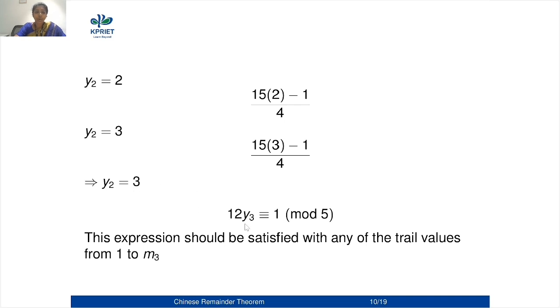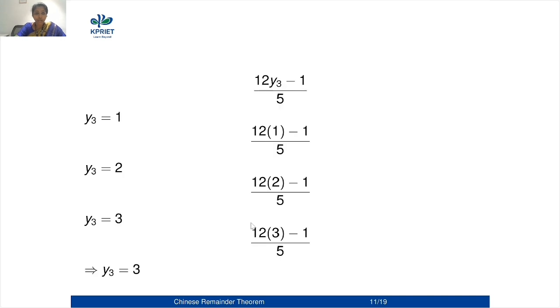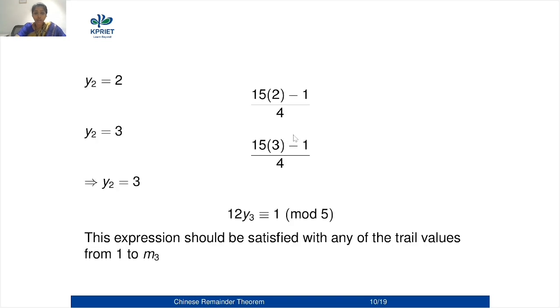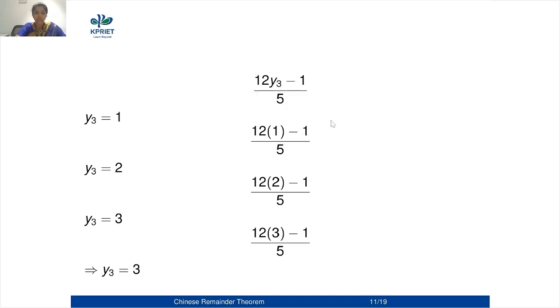Now let us do the same for finding y3. So the expression is m3 into y3 is congruent to 1 modulo 5. Now this expression can be rewritten like the previous one. So it is (12 times y3 minus 1) by 5. So here the modulo number is 5, so we have to substitute from 1 to 5. Let us start from 1 for y3. If I substitute y3 as 1, it becomes 12 times 1 minus 1 by 5. It is 11 by 5. It is not satisfied. Now y3 as 2. 12 times 2 minus 1 by 5. It is 24 minus 1, which means 23 by 5. It is not satisfied. Now y3 as 3. 12 times 3 is 36, minus 1 means 35 by 5.